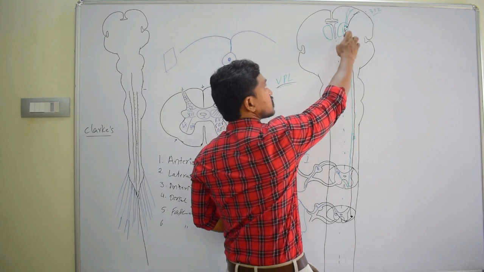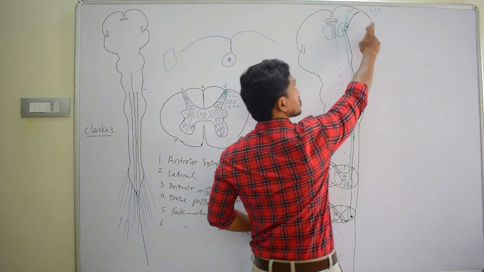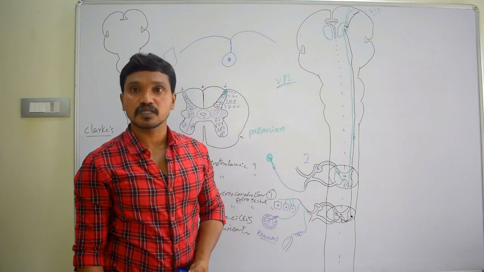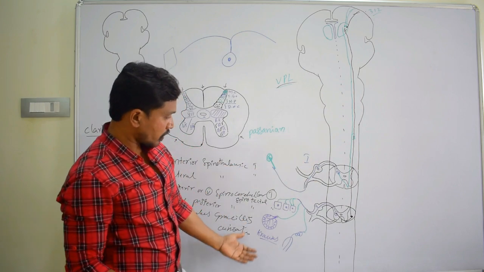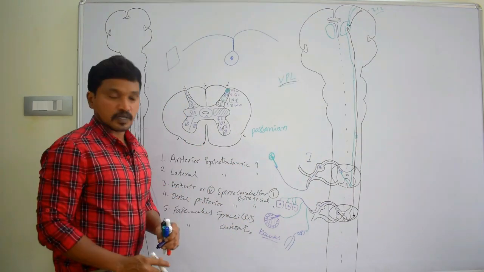Within the thalamus, third order neurons start and reach area 3, 1, 2. That means the somesthetic sensory area. That's it about the pain pathway. Let me repeat it. It is very simple.